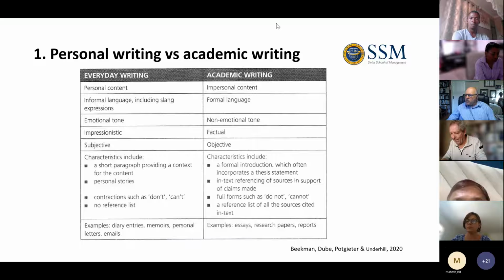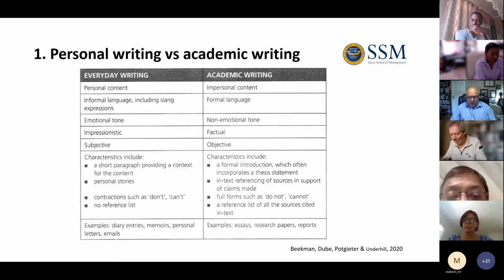So as you can see, firstly, there's a big difference between the formal language in academic writing versus informal, emotional tone, versus non-emotional, factual, more objective, etc. And academic writing also follows a more formal introduction, which incorporates a thesis statement, and then in-text referencing, and then also other forms of more formal language. So we'll talk about that in much more detail.